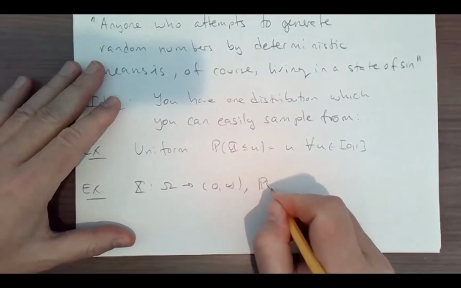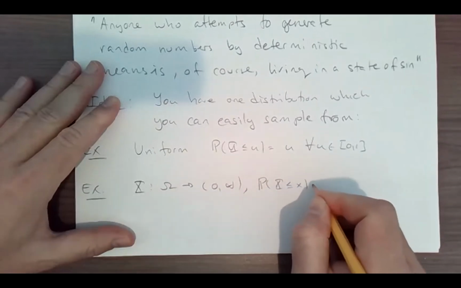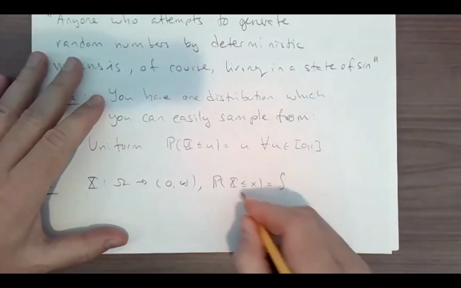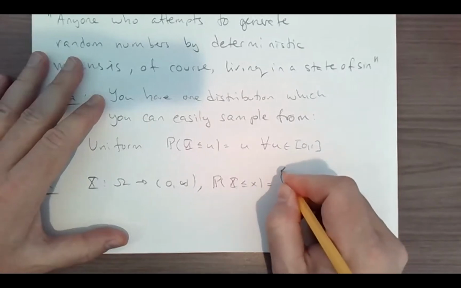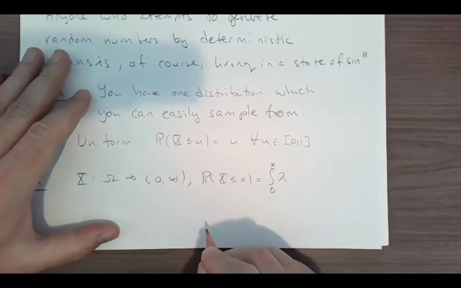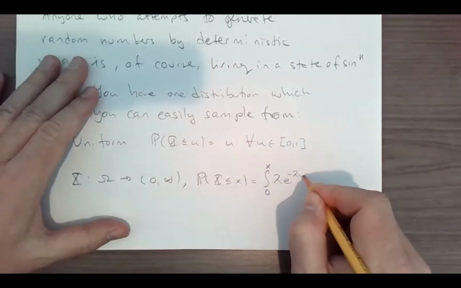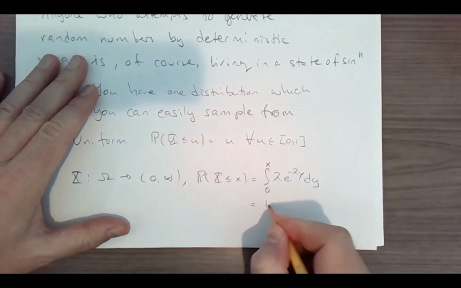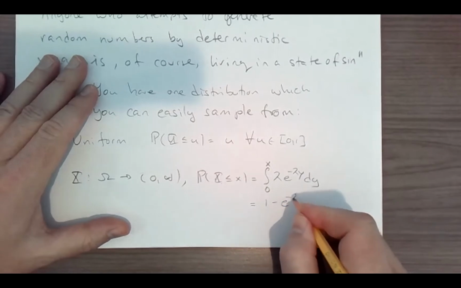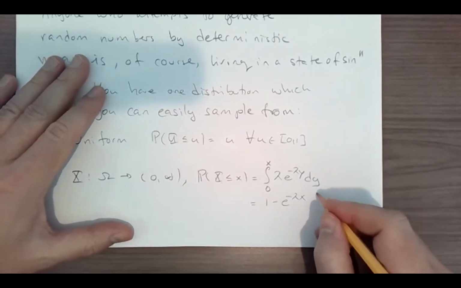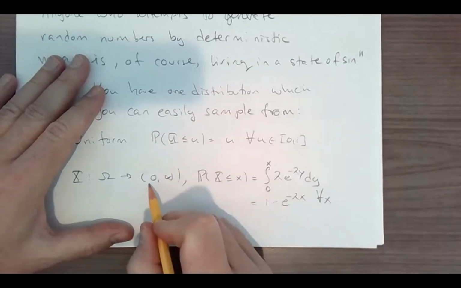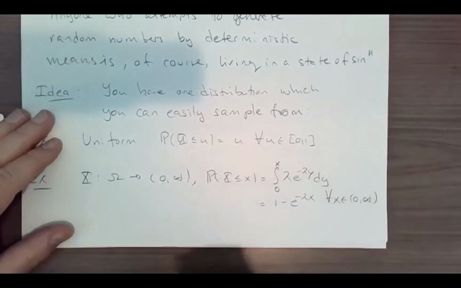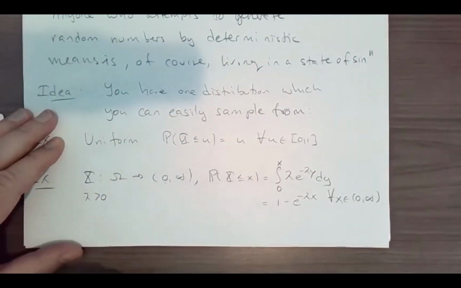The probability that X is less than x is going to be the integral from 0 to x, with some parameter lambda, of lambda e to the minus lambda y dy. I think we can calculate this. It is equal to 1 minus e to the minus lambda x, true for any x between 0 and infinity. Here, lambda is a positive number.